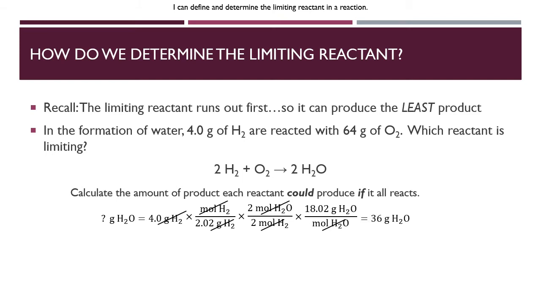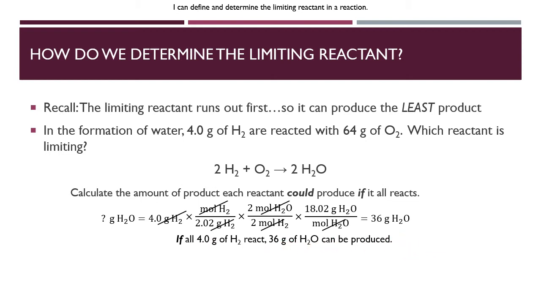So what did I just calculate? Well, here's what I know. If all 4 grams of hydrogen react, I don't know if it will or not yet, because I don't know what the limiting reactant is, but if it all reacts, 36 grams of water can be produced. So that's my note here. If all 4 grams of hydrogen react, 36 grams of water can be produced.